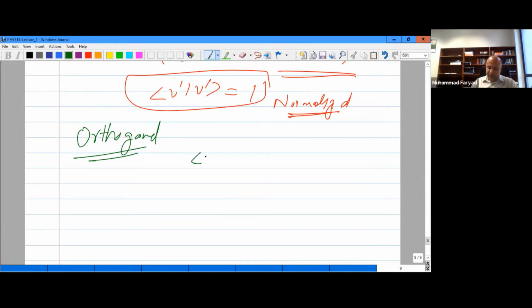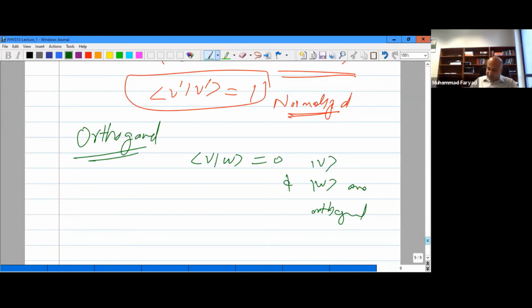So if we have a vector v and a vector w, and their inner product is 0, we say that v and w are orthogonal. And by the way, if they are individually normalized as well, then we say they are orthonormal. Orthonormal means that vector v and vector w have unit magnitude and they are orthogonal to each other. That's what we mean by orthogonal.